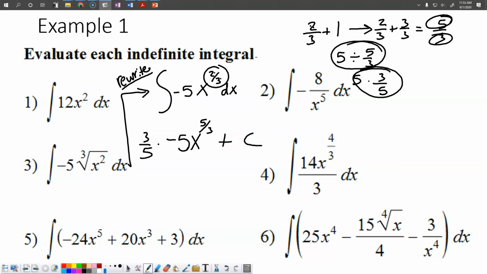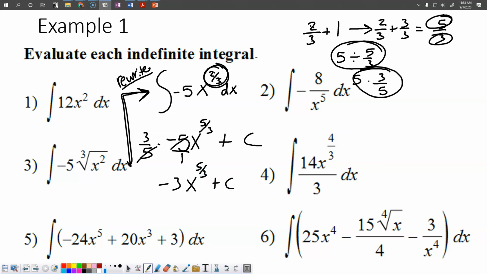All right, so we learned a couple of things here. First of all, rewrite. Second of all, add 1 using the shortcut, top plus bottom. Third of all, when you divide by a fraction, instead of dividing by a fraction, just multiply by its reciprocal. It'll save you a little bit of time. We're almost done. Let's go ahead and simplify this. We have 3/5 times 5 over 1. The 5's cancel, right? So what you're left with then is negative 3x to the 5/3 plus c.